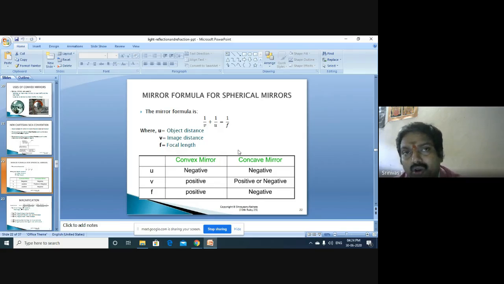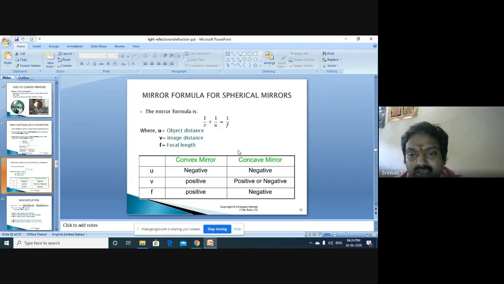That is, the reciprocal of object distance plus the reciprocal of image distance is equal to the reciprocal of focal length. Now that is to be observed. For a convex mirror, u is negative. For a concave mirror also, u is negative.